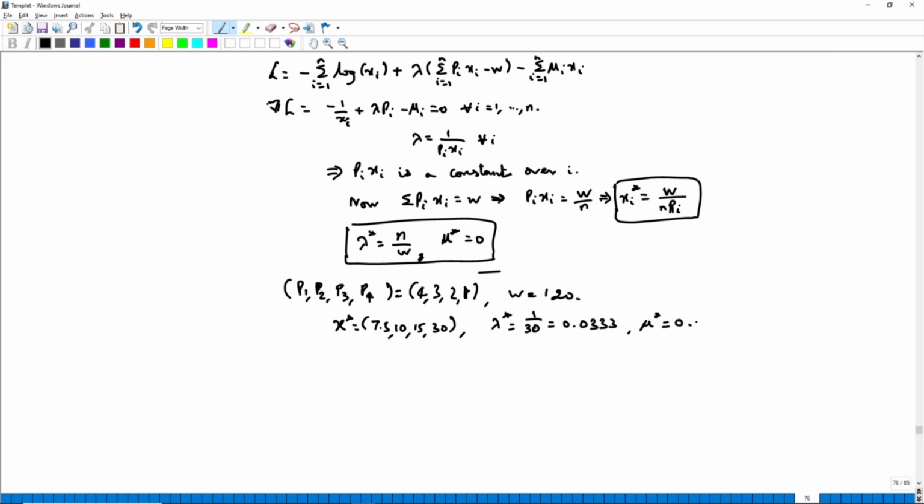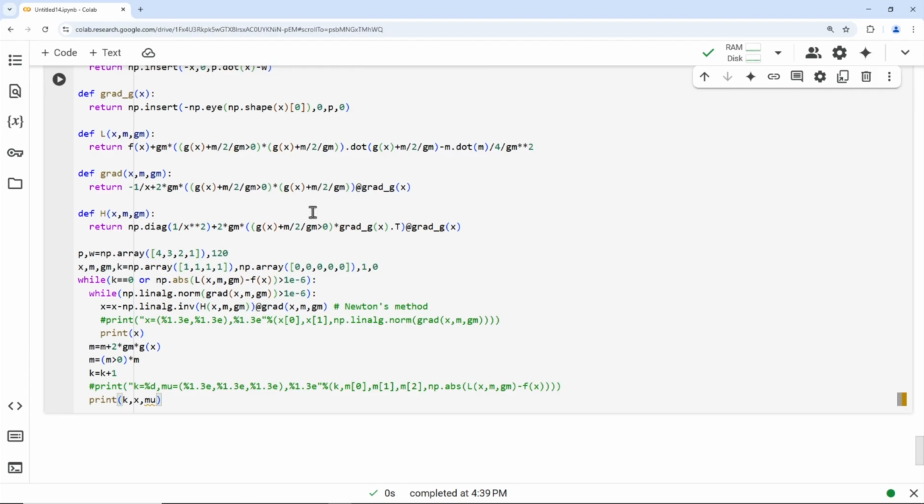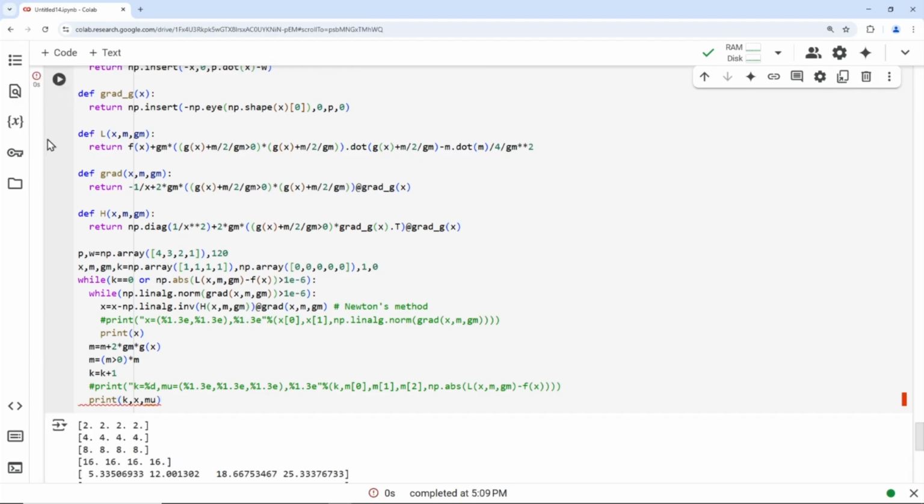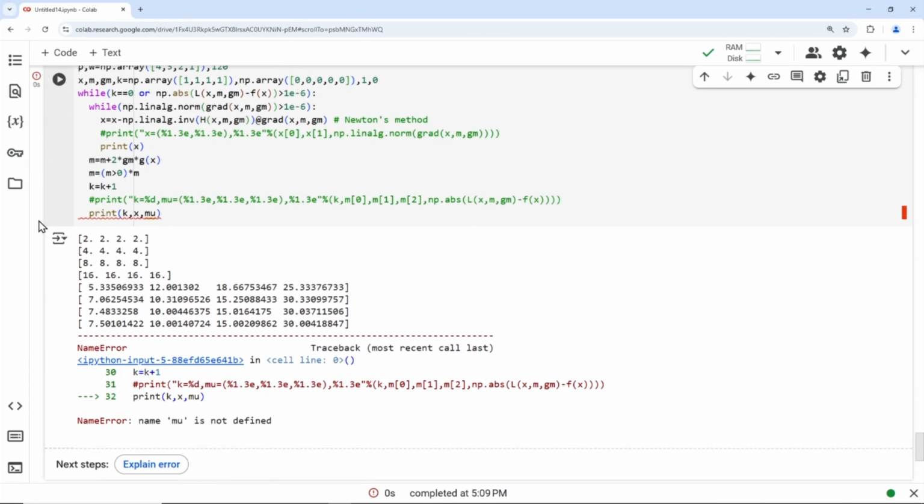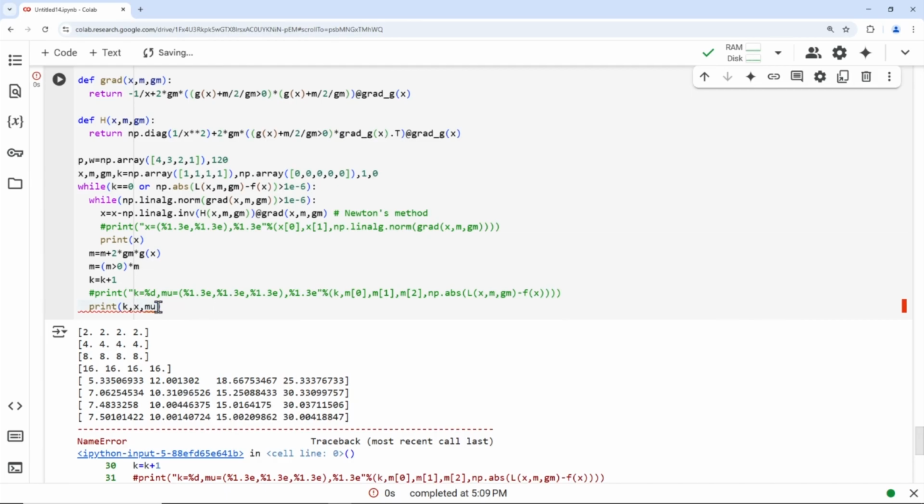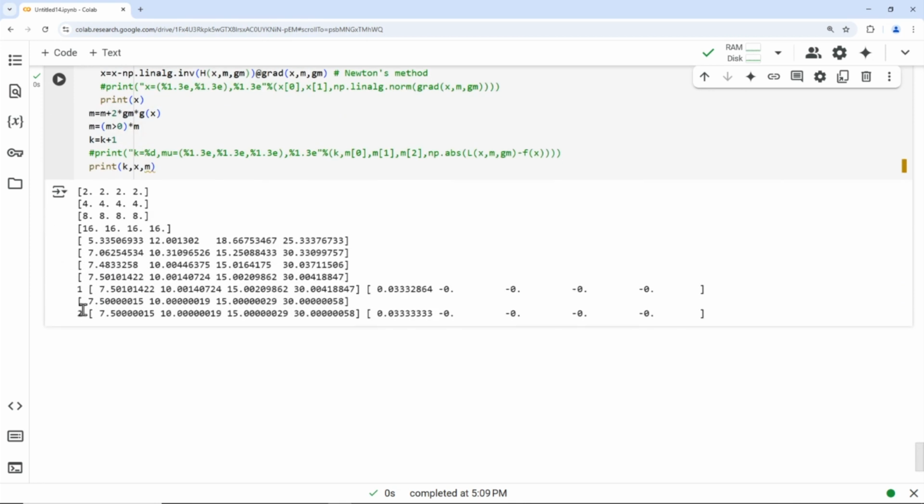So we are just going to verify if we get the solution. Let's do that. Oh, okay, it has to be m and not mu. So in 2 steps we have got the solution.